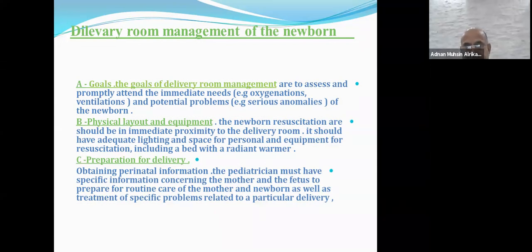So all the time we are ready to resuscitate and prepare all the equipment that may be needed for such resuscitation. The room for resuscitation of the newborn should be nearby the delivery room and should have adequate lighting and space for personnel and equipment, for freedom of movement of the resuscitation team.